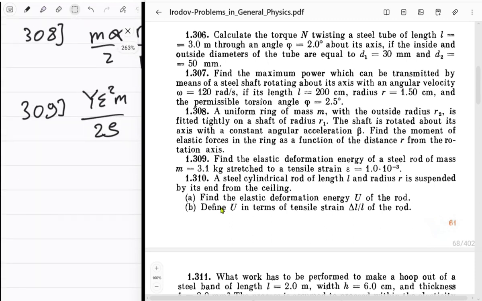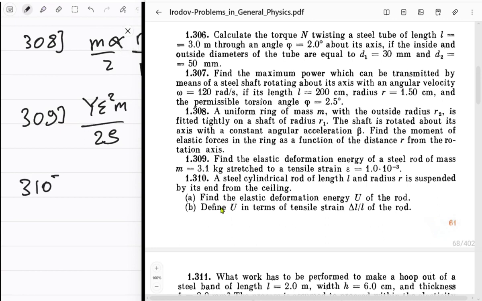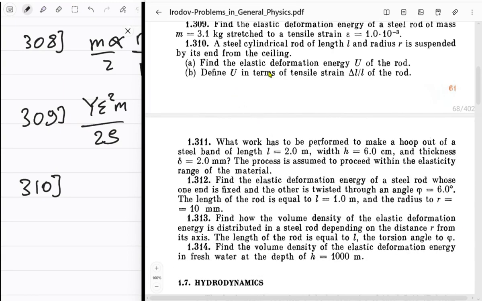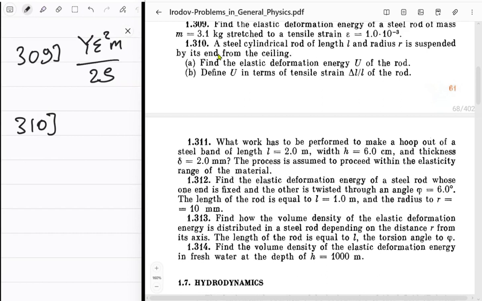Okay, next question. 310, which is a steel cylindrical rod of length L and radius R suspended by its end from the ceiling. Find the elastic deformation energy of the rod and express U in terms of the tensile strain delta L upon L of the rod. Oh, okay, cool. So you want to find the deformation energy of the rod? Oh god, it's going to take forever. Whatever, let's do the thing.